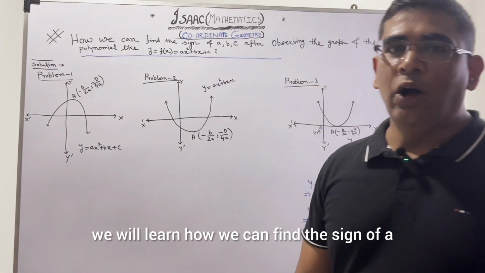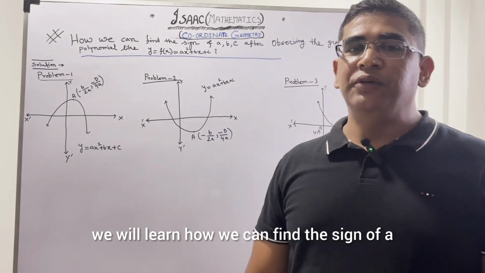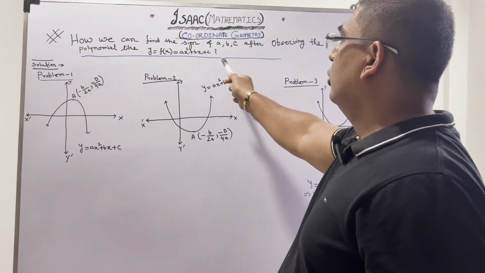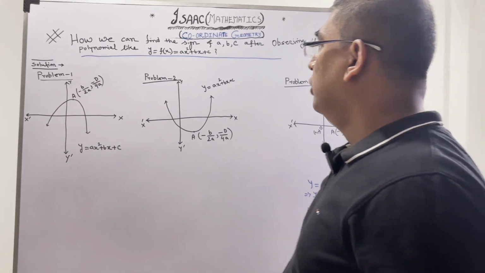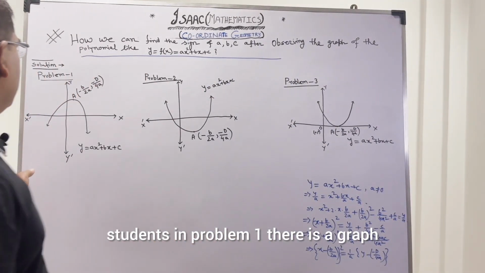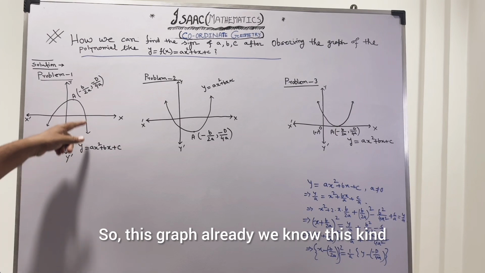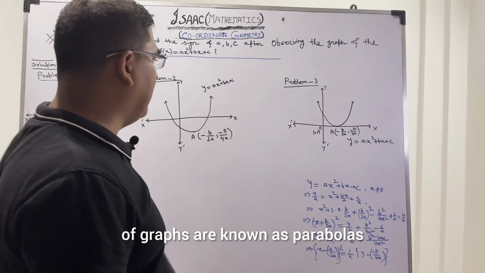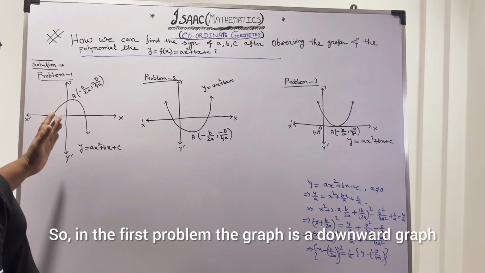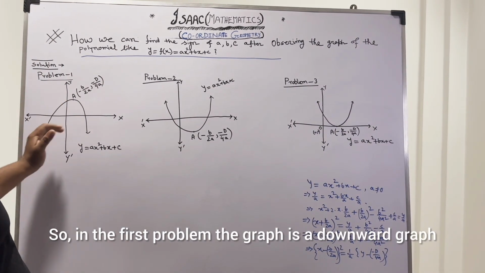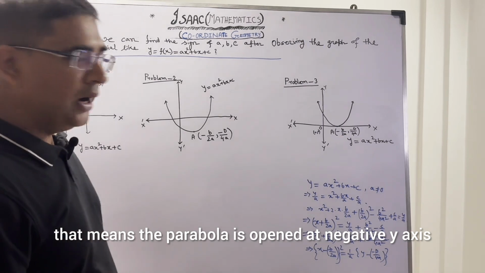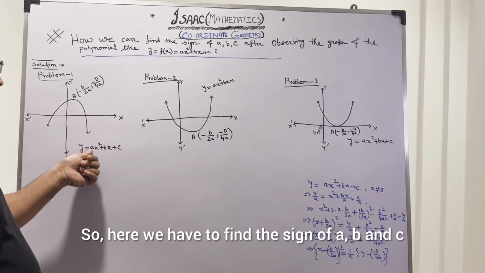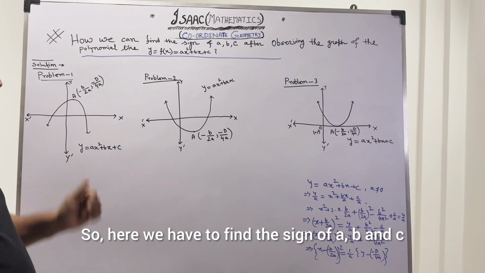Now we will learn how we can find the sign of a, b and c for this quadratic polynomial whose graphs are given. Okay. So students, in problem 1 there is a graph. This graph, we already know, is known as a parabola. In the first problem the graph is a downward graph. That means the parabola opens toward the negative y axis. So here we have to find the sign of a, b and c.